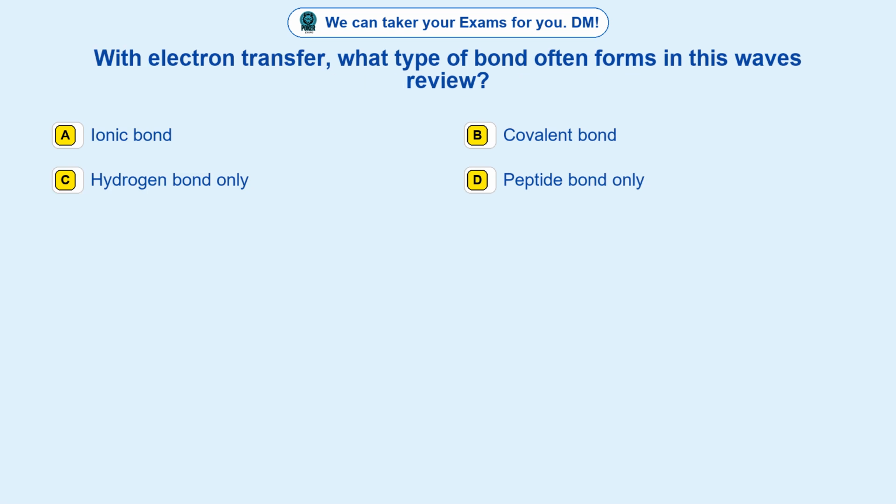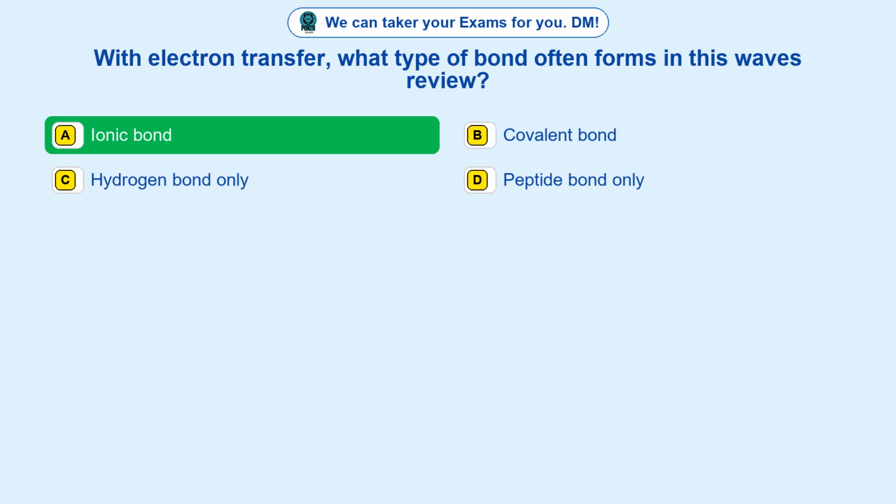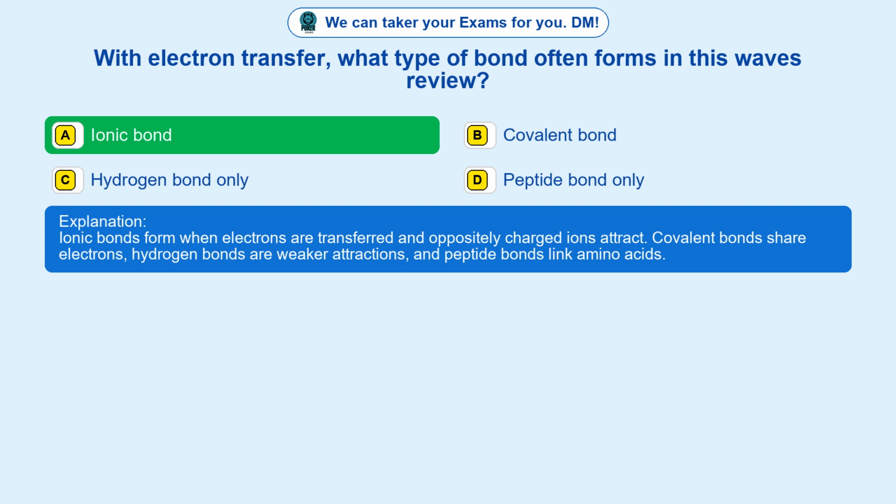Question 33. With electron transfer, what type of bond often forms in this waves review? Option A, ionic bond. Option B, covalent bond. Option C, hydrogen bond only. Option D, peptide bond only. The correct answer is option A. Ionic bond. Ionic bonds form when electrons are transferred and oppositely charged ions attract. Covalent bonds share electrons, hydrogen bonds are weaker attractions, and peptide bonds link amino acids.